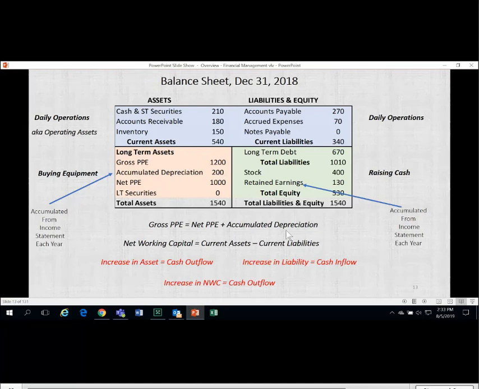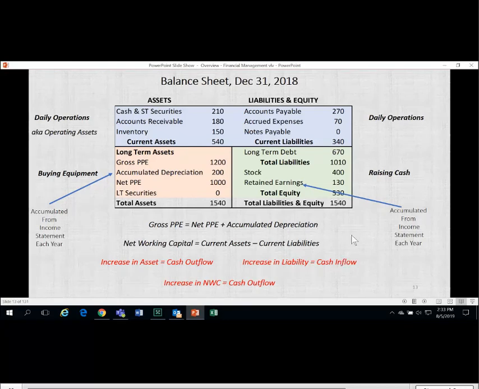Now, one caution to keep in mind: when we say an increase in an asset is a cash outflow, don't try to go through entry by entry and rationalize it as a cash inflow or outflow. It can get confusing when you do that, and there's nothing to be gained. All you want to know is anything here that increases is a cash outflow. Same thing on the right-hand side. Don't try to rationalize each one of these accounts. It'll get very confusing. Just remember, anything over here that increases is a cash inflow.